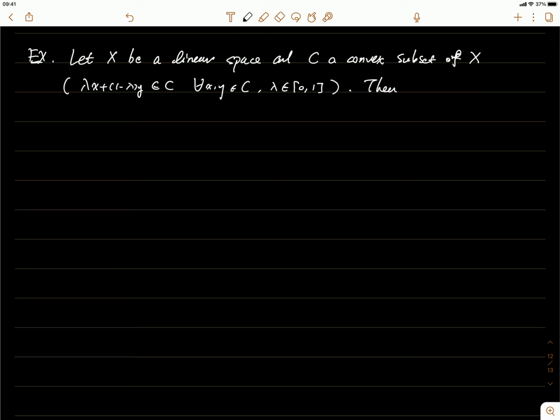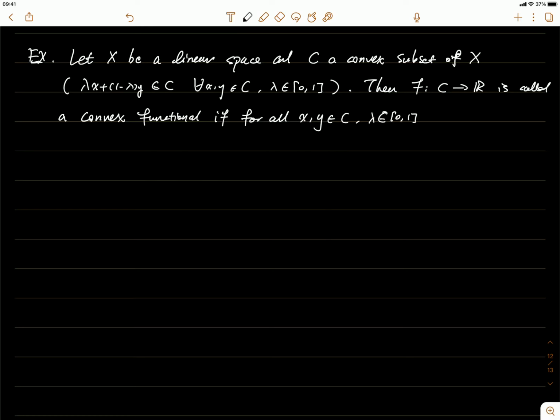And we can also define a function which is called a convex function. That is a mapping from a convex set to the set of real numbers. Convex function, or convex functional if X is a Banach space. We call it a convex functional if for all x and y in C and all lambda between 0 and 1, f of lambda x plus 1 minus lambda y is less than or equal to lambda times f of x plus 1 minus lambda f of y.